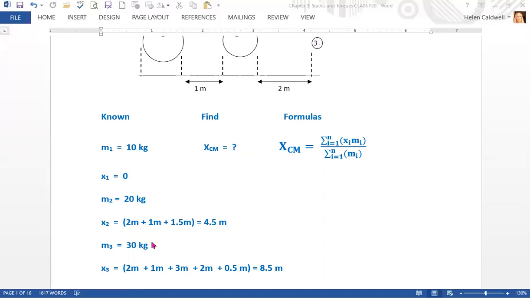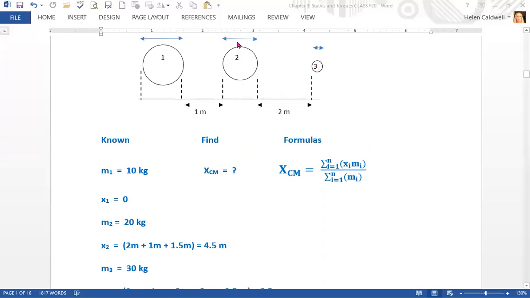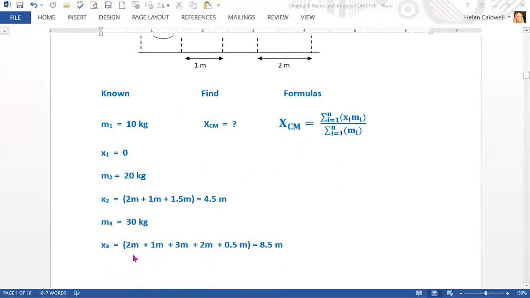Ball 3 is 30 kilograms. We know that it's 2 meters plus 1 meter plus, whoops, now we need to do it for object 3. So starting at the origin, which is right here at the middle of ball 1, it won't always be there. It might be on the left edge. It might be in the center of the picture. But for right now, it's at the middle of ball 1. So from the middle of ball 1 to the edge is 2 meters. So that's where this 2 meters comes from. From the edge of ball 1 to the edge of ball 2 is 1 meter.